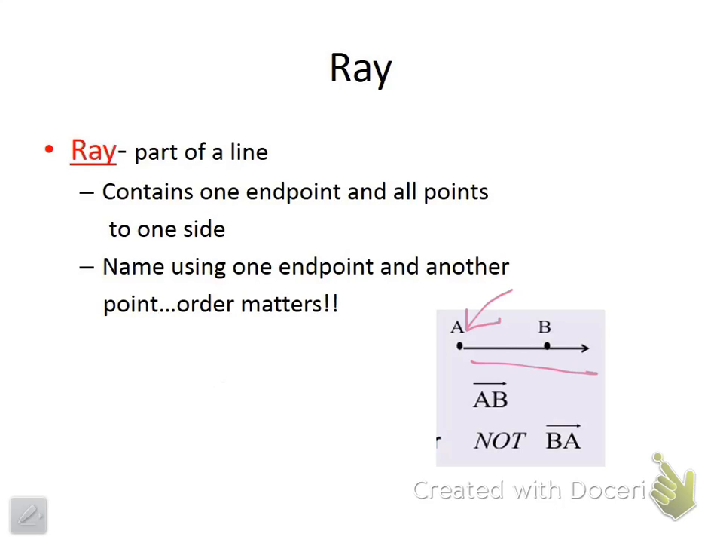So this one is pointing to that side. You name it using one endpoint and another point. This order matters. So you always want to start with the endpoint and go the direction that the ray is. So AB, my A is my endpoint, and my B is where it continues. So that is the way my arrow is still going on it. You can see it looks exactly like the picture above. You always start with the endpoint and then continue on to where the ray is going. So you cannot do it the opposite direction because B is not my endpoint.